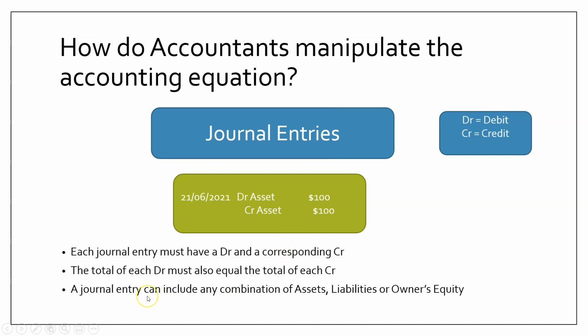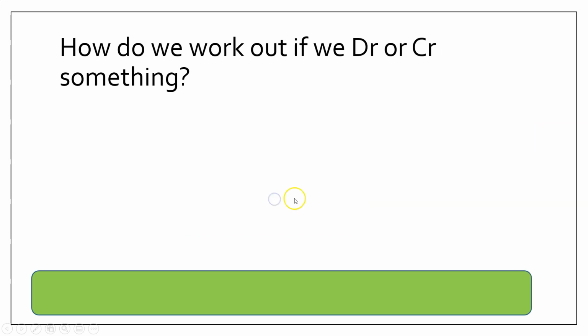The final point is that a journal entry can include any combination of assets, liabilities, or owner's equity. For example, here I've got debit asset and credit asset, but it could be debit liabilities and credit owner's equity, or debit asset and credit liability, or debit owner's equity and credit assets. So that can be any combination.